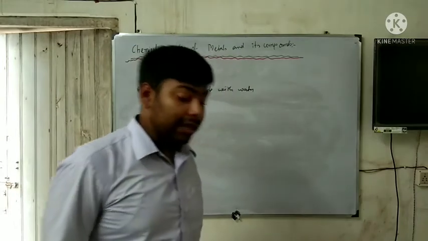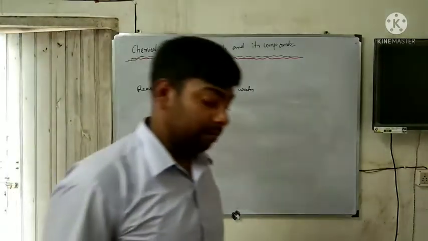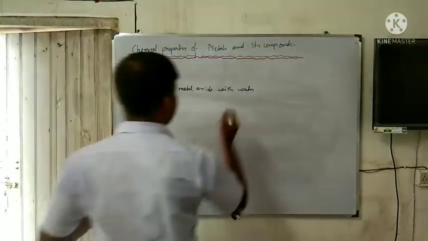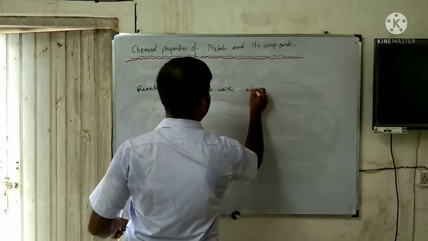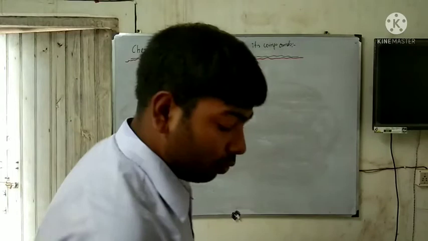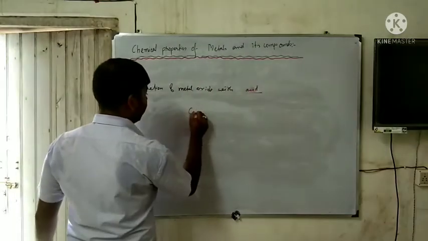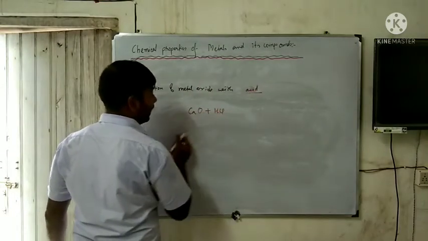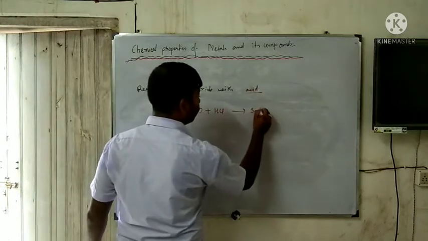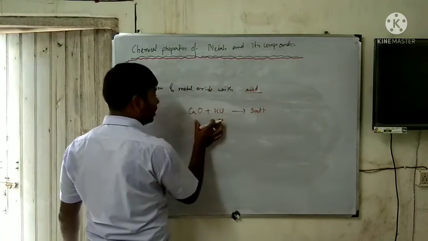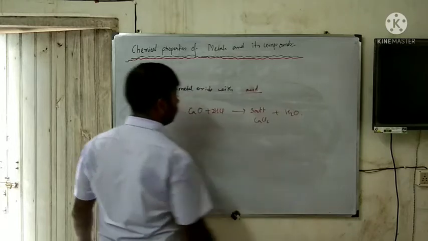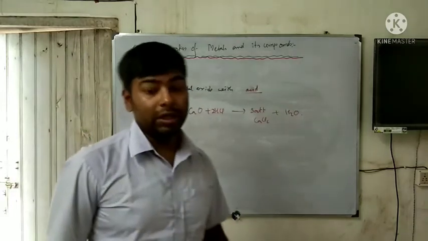Now next is the reaction of metal oxide with acid. How will acid react with the metal oxide? Obviously, whenever a metal oxide, suppose calcium oxide, reacts with HCl acid, this is a base, this is an acid, it will react to form salt. For this example, the salt is calcium chloride plus water. Obviously, it will form salt plus water.